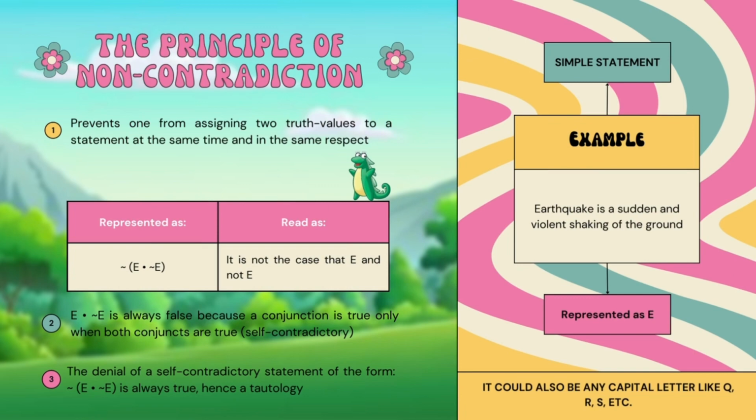This principle is then represented by this, and it is read as, it is not the case that E and not E. Thus, E and not E is always false because a conjunction is true only when both conjuncts are true. Therefore, this is self-contradictory. The denial of a self-contradictory statement of the form, it is not the case that E and not E, is always true, hence a tautology.